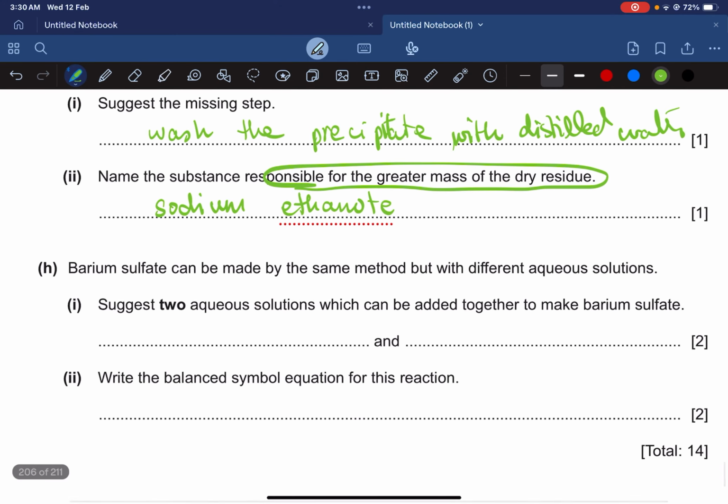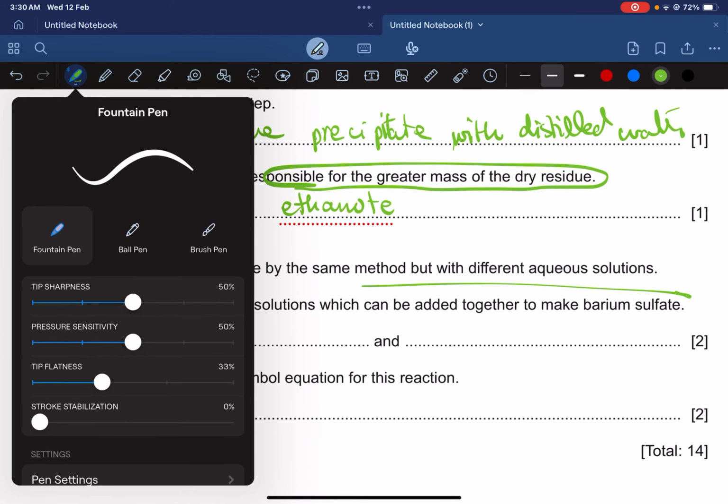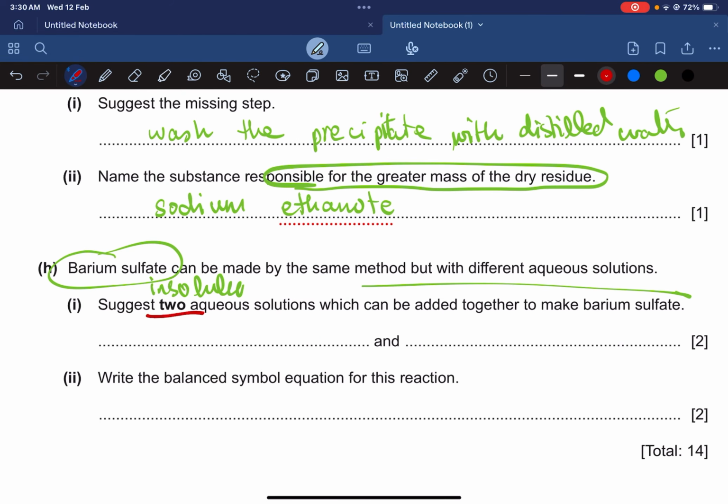Okay, let's move on to the next question, which says barium sulfate can be made by the same method but with different aqueous solutions. Okay, barium sulfate is also an insoluble salt, and in order to make an insoluble salt, you take two soluble salts. So just two aqueous solutions which can be added together to make barium sulfate. They both got to be soluble.